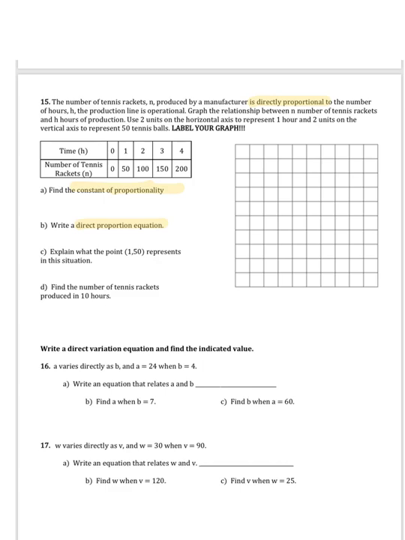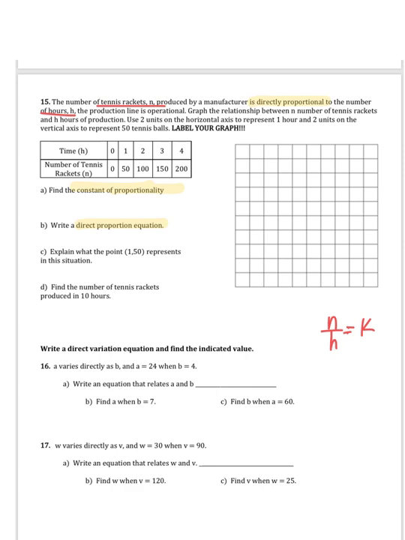Okay, so the number of tennis rackets, N, produced by a manufacturer is directly proportional to the number of hours. All right, so immediately you see direct proportion. So I'm going to write this over here: N over H is going to equal K. The number of tennis rackets is directly proportional to the number of hours the production line is operational.